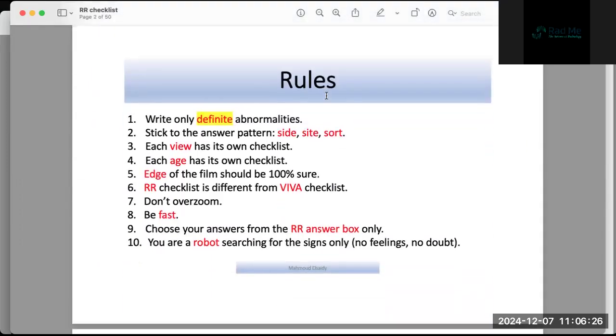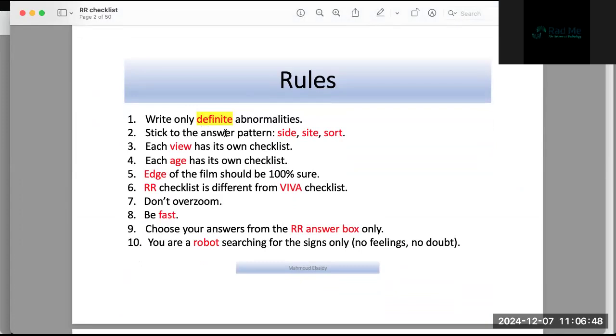Also, there are general rules for the exam. You have to stick to these general rules because if you miss one of these rules, you probably will miss a case in the exam. Write only definite abnormalities. The positive ones are for sure positive. The query ones most of the time are normal.